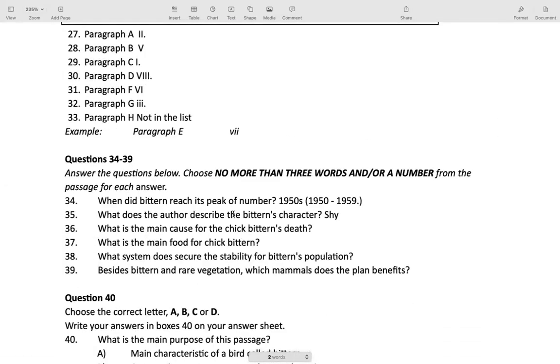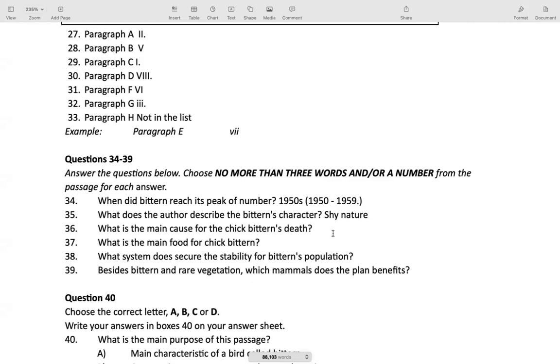And I gave you such a good hint. I said it's related to birds. Can we write a shy nature? It's not needed, but you can write it. The word character is already given here, right? Britons' character. So nature is not needed, but you can write it also. It's okay, not a problem. Shy nature or shy. I would have written shy though. If the word character was not written here, then the answer would not be clear. Shy is perfect. What does the author describe as the Britons' character? I would say shy.